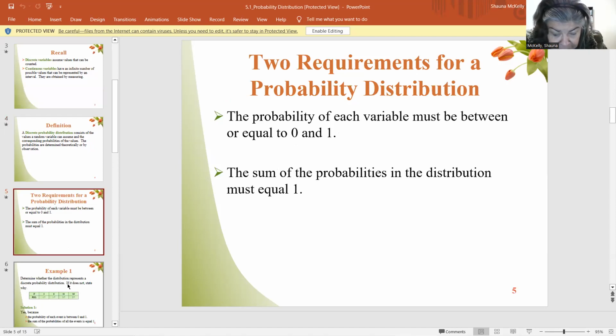Now, before we actually see what one looks like, there are two requirements. And we're going to be looking at some problems on the homework that ask you about these. The probability that each variable must be between or equal to 0 or 1. So in other words, it can be between 0 and 1 inclusive. It can be a decimal, it can't be negative, and it can't be more than 1. But the sum of the probability has to equal 1, okay?